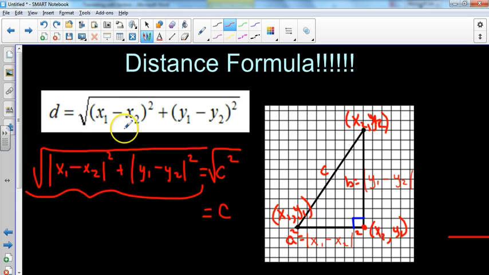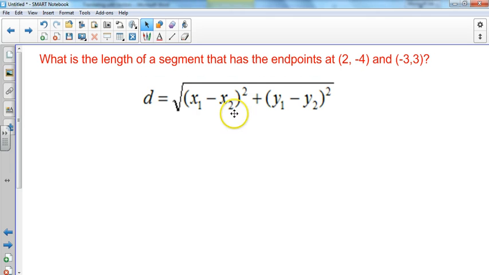So what we get then is the distance, instead of c, let's call it d for distance, right? The length of the segment, or the distance that a point is going to translate, is related to Pythagorean's theorem, and it's this distance formula. You're going to take the square root of the length of the horizontal segment squared plus the length of the vertical segment squared. Okay, so let's look at an example here.